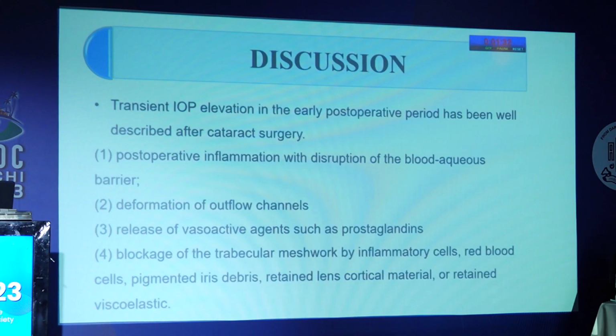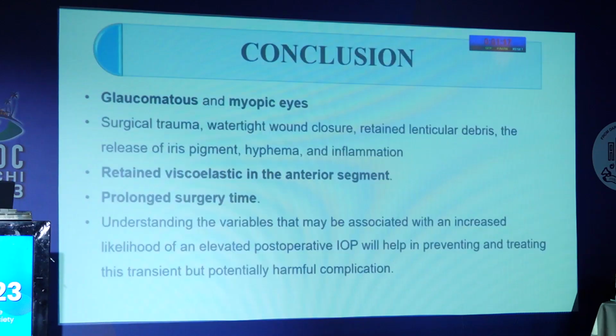These are the risk factors for the rise in IOP, which is maximum in vitreous loss, high axial length, and glaucomatous eyes. Transient IOP elevation in the early postoperative period has been described after cataract surgery. Postoperative inflammation, release of vasoactive agents, and blockage of the trabecular meshwork are some of the reasons for the rise in IOP. This study concluded that glaucomatous and myopic eyes are significant risk factors for high IOP.